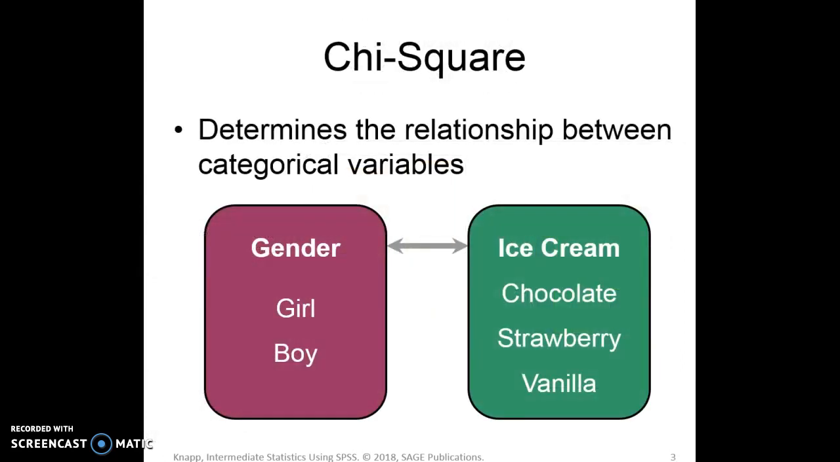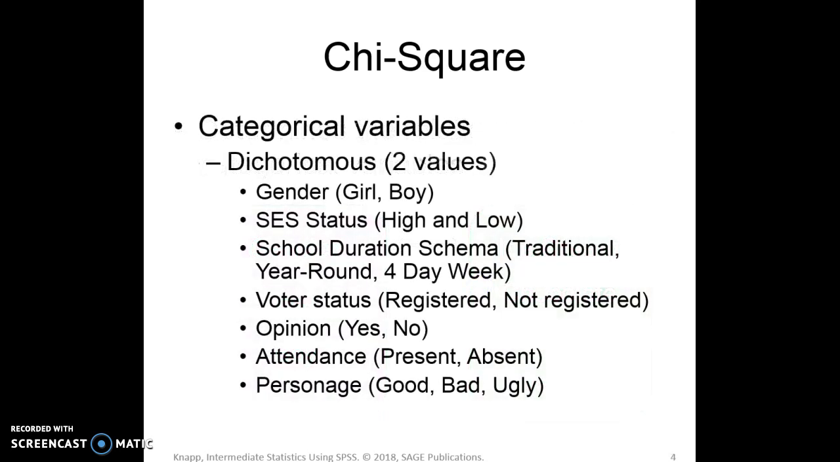For instance, the chi-square can be performed on data between gender and ice cream flavors. Gender is completely categorical. Girls, boys, there's no numerical value to them. They're not ordinal in any way. Ice cream the same way. Chocolate, strawberry, vanilla, you can't say chocolate's a 5, strawberry's a 3, and vanilla's a 1. You just don't do that. I guess you could do it, but it's not appropriate.